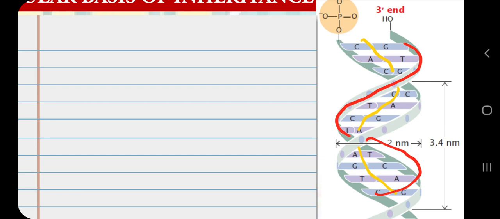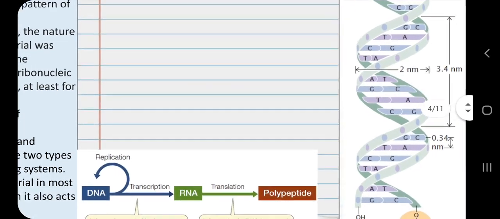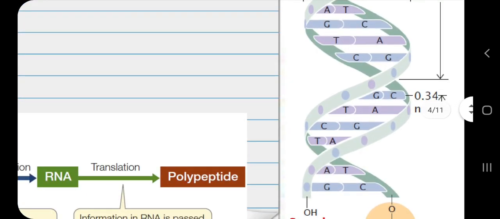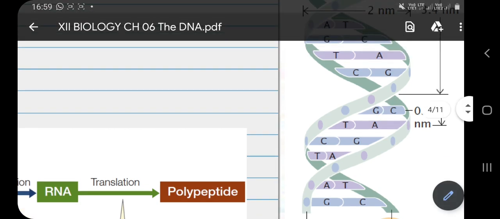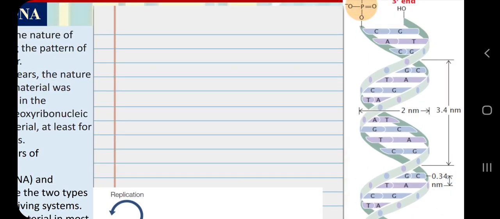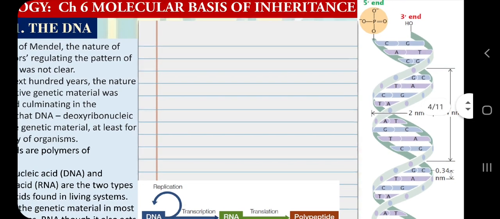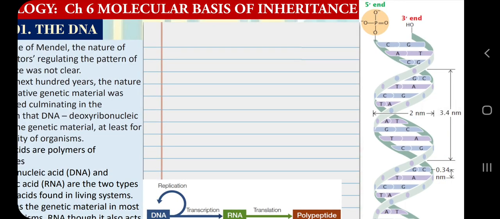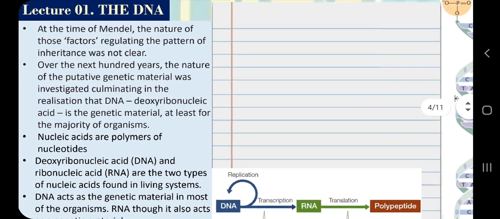Now here is one more thing you can notice: the width of DNA is 2 nanometer, and the space between two nucleotides is 0.34 nanometer. One turn or one cycle goes like 10 base pairs, so it will be 3.4 nanometer. Very basic technical details about DNA, which we already learned in class 11th also. This is all about DNA.